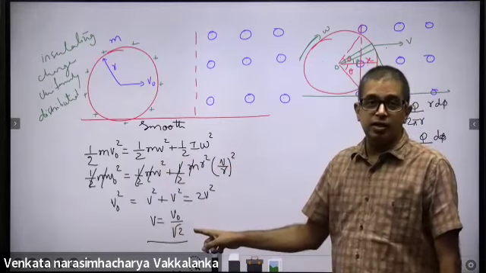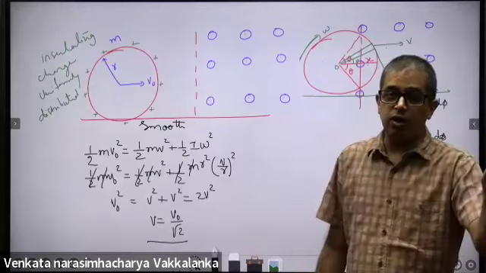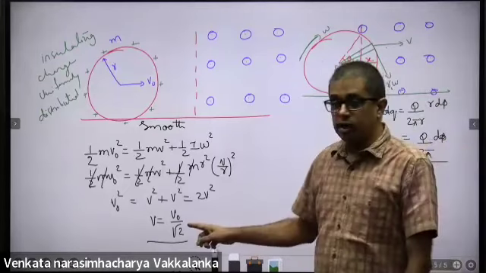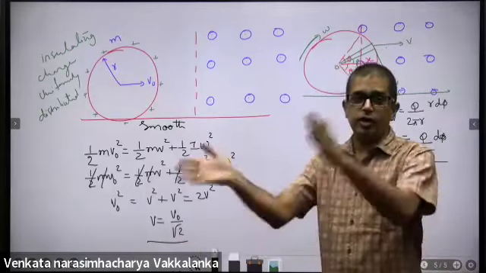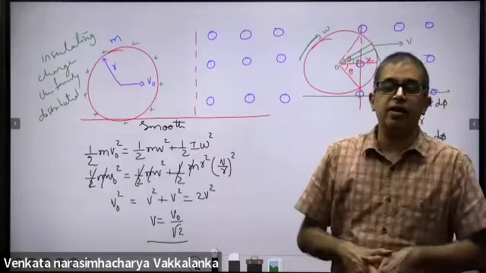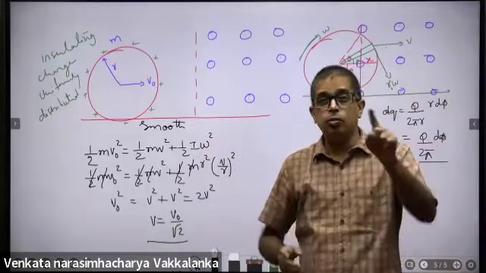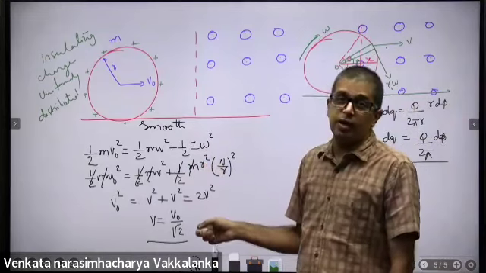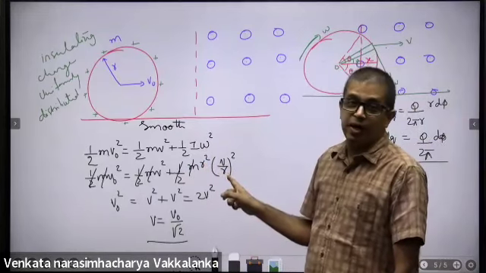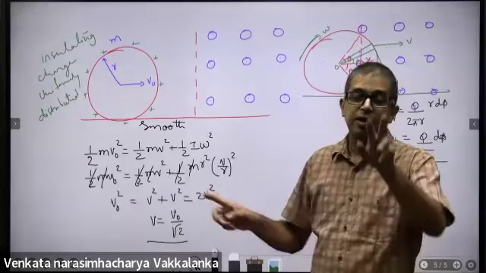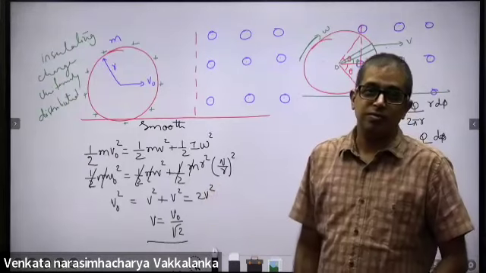My simple condition is by the time velocity of center of mass becomes V naught by root 2, the ring should completely enter the magnetic field. It will by default be rolling. Don't bring omega inside. With great difficulty, I eliminated omega. I put omega is V by R. Now again you bring omega, you'll have two variables. Got it.